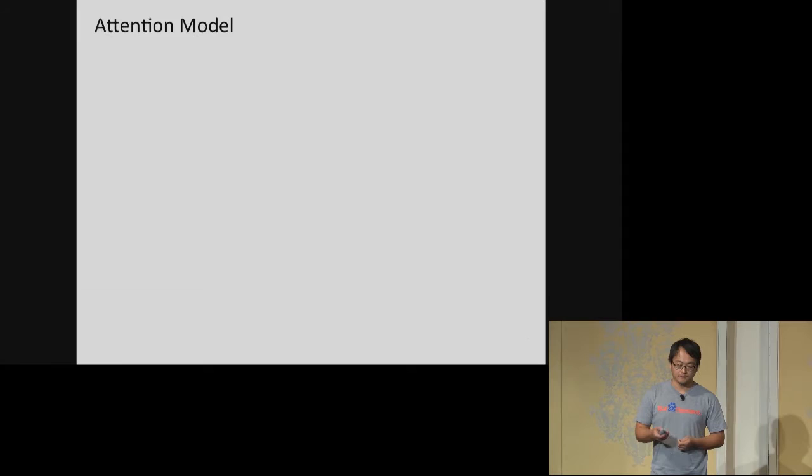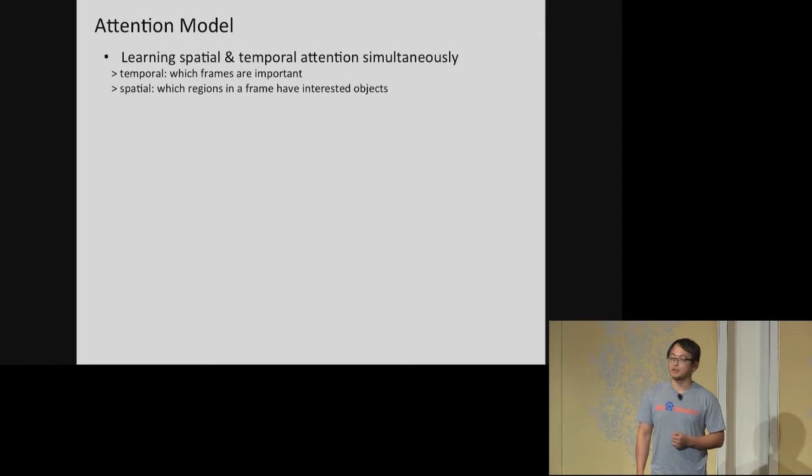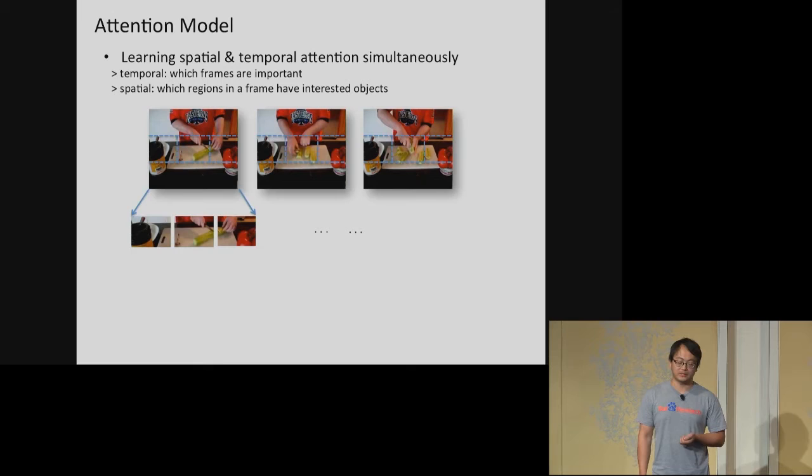And for the attention model, we learn the spatial and the temporal attention simultaneously. The temporal attention specifies which frames are important for the prediction of the next word. And the spatial attention specifies which regions in the frame are of interest in the object. Because in our work, we want to have a detailed description of the object, so we need to focus on more detailed regions.